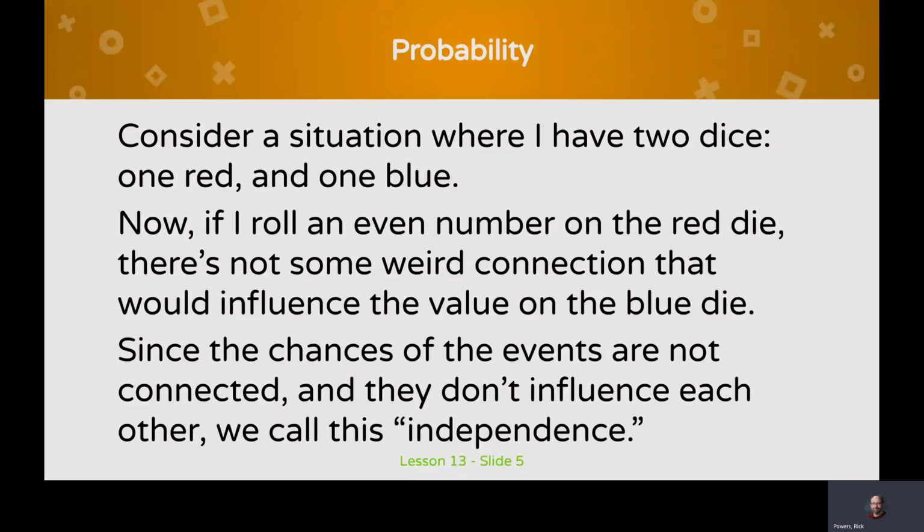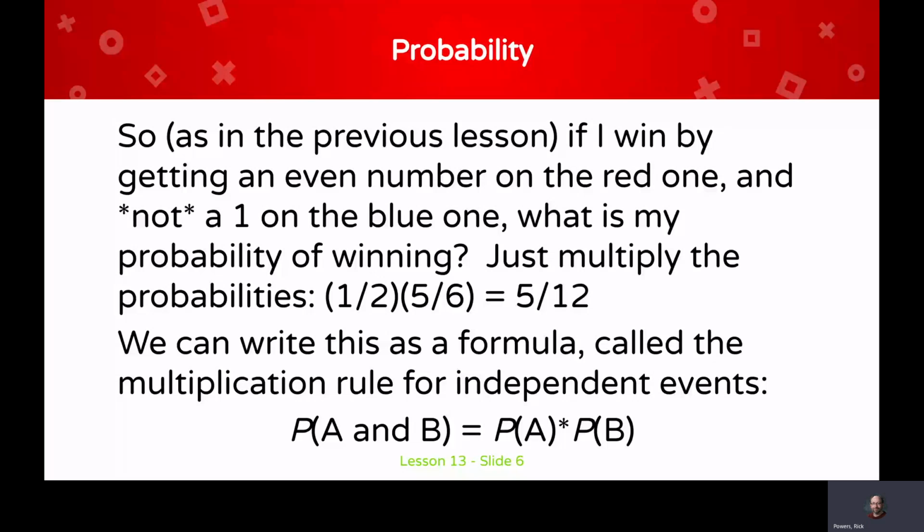So, as in the previous lesson, if I win by getting an even number on the red one and not a 1 on the blue one, what is my probability of winning? Just multiply the probabilities. 1/2 times 5/6 is 5/12. We can write this as a formula called the multiplication rule for independent events. The probability of A and B is equal to the probability of A times the probability of B.